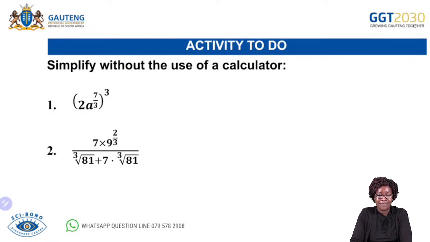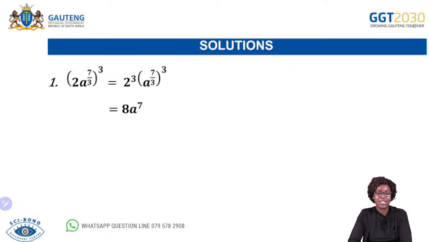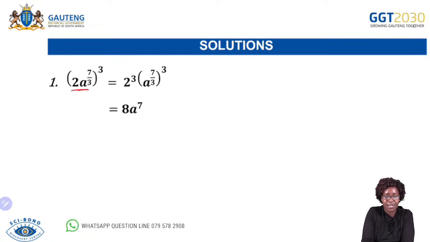Welcome back, grade 11s. I hope you had enough time to look at the two questions. Right, looking at the first one, if you notice carefully, there are two terms under the bracket before we find the cube. So we need to split this using our rule. Remember, if I'm raising an exponent to an exponent, but there are two terms, I first need to split the terms in the brackets before I can simplify.